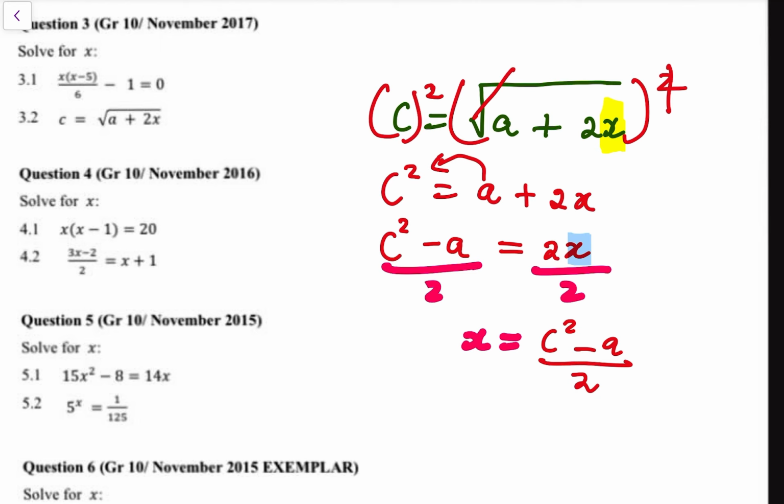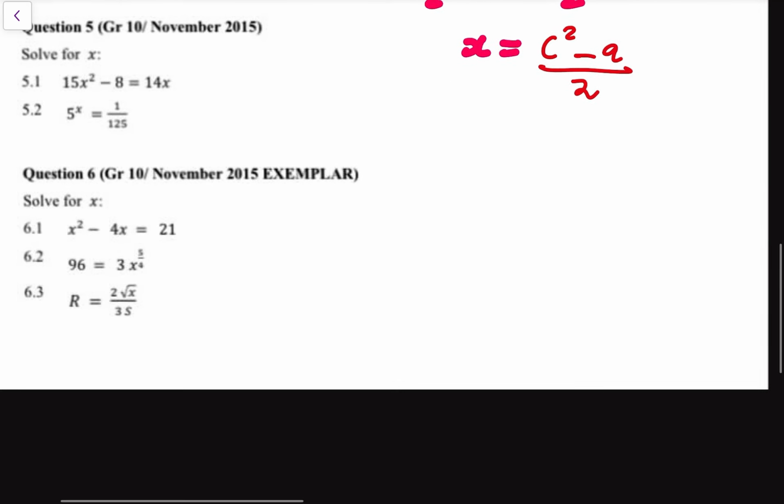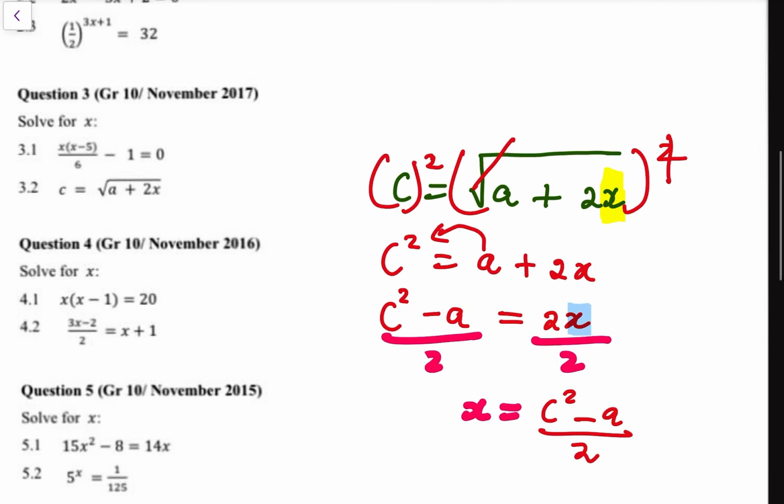Let me move to question 4. I think I will end at question 6. How many questions do we have here? Yes, there are 6 questions. Let me quickly move to question 4 now.